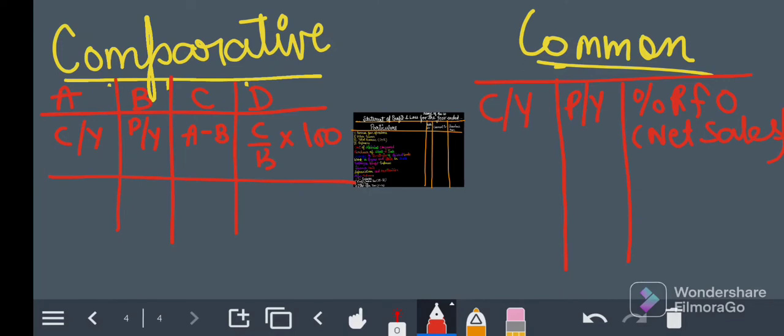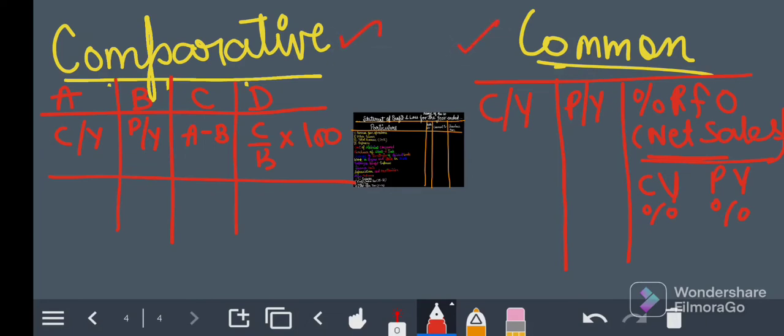Then in common P&L, you have current year and previous year, the ones you have been given in the question. Then what you have to calculate is percentage of RFO, which is percentage of revenue from operations, and this is the net sales that you are going to use. You will have current year percentage and previous year percentage. Okay, so this was about common size income statement and comparative income statement.